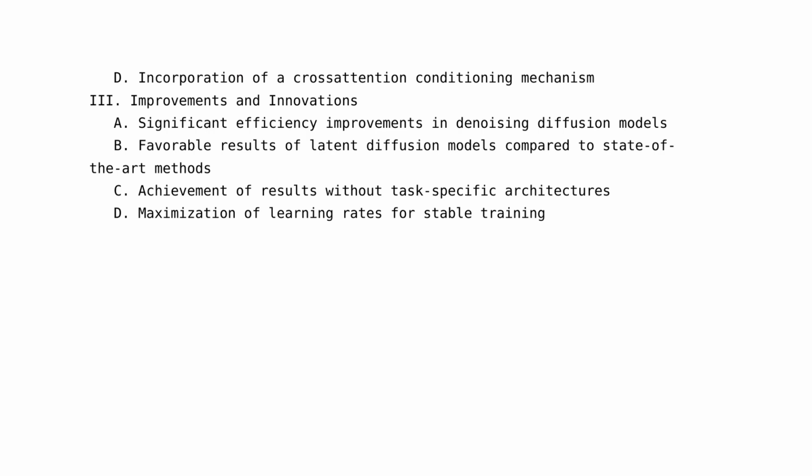Section 3. Improvements and innovations. The authors have made significant improvements in the efficiency of denoising diffusion models through their proposed methods. Their latent diffusion models have demonstrated favorable results when compared to state-of-the-art methods, even surpassing the performance of these methods in some cases. Furthermore, they have managed to achieve these results without the need for task-specific architectures, which is a significant innovation in this field.